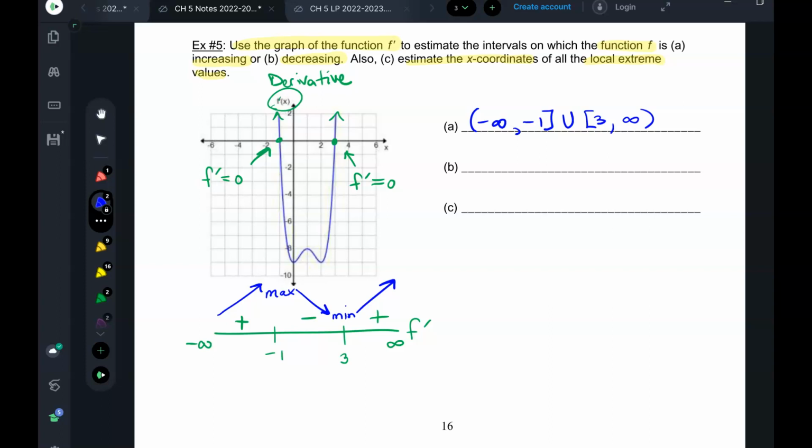Okay. Where is the graph decreasing? Oh yeah. -1 to 3.